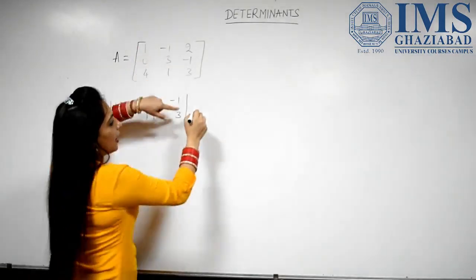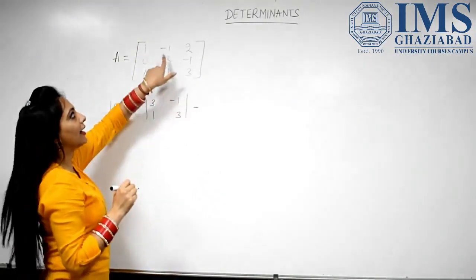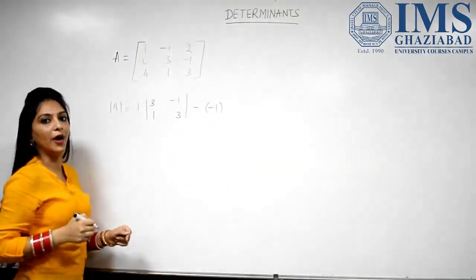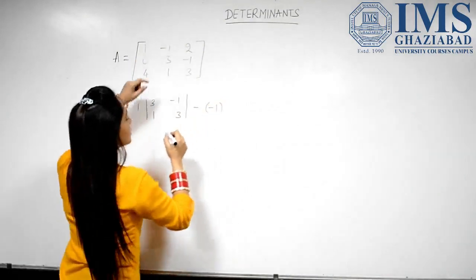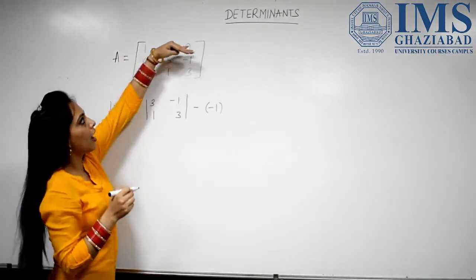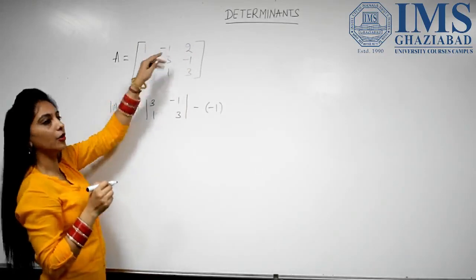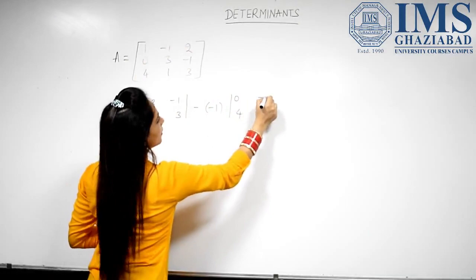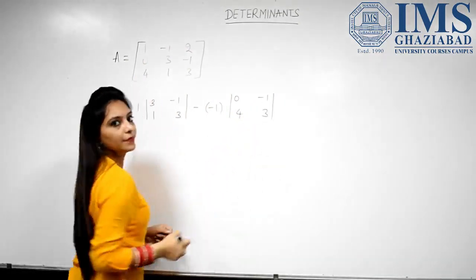Next, I will put a minus sign here and then write this element. So it is minus 1. Now minus 1 lies in the first row and second column. So hide this first row and second column. The rest of the elements are 0, 4, minus 1 and 3.